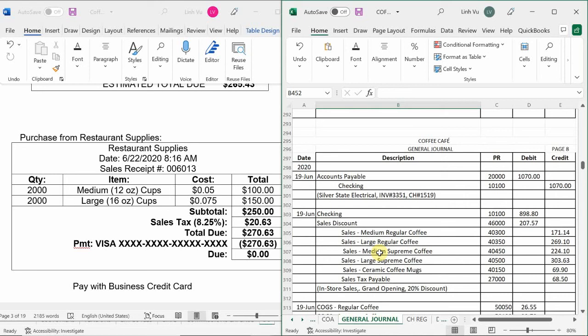What did I buy? What did I buy from restaurant supplies? Anybody?